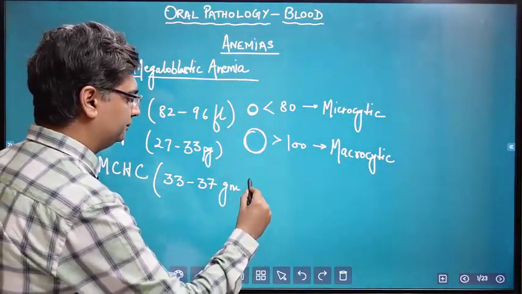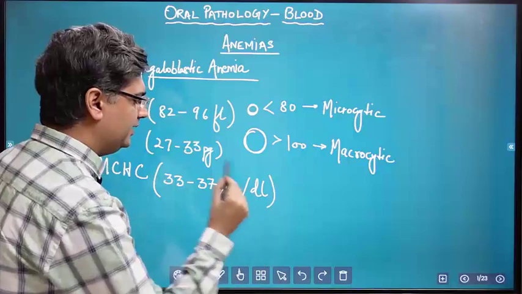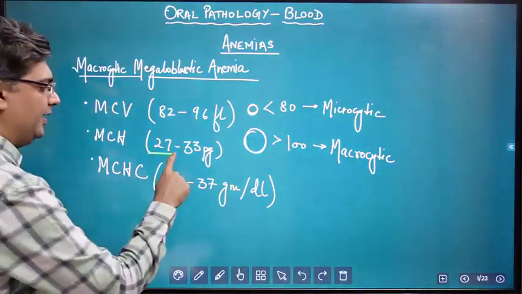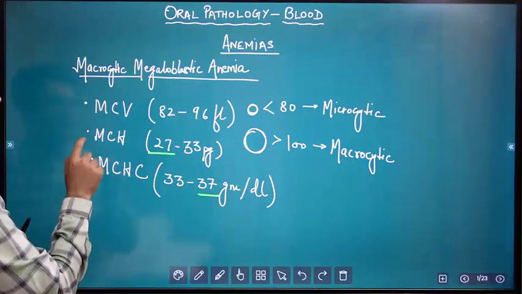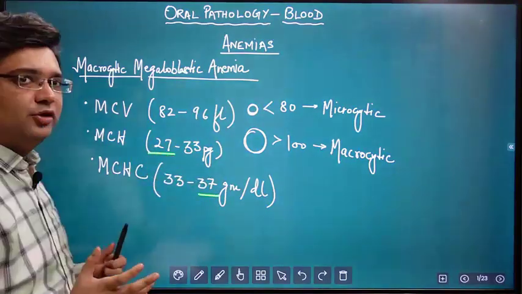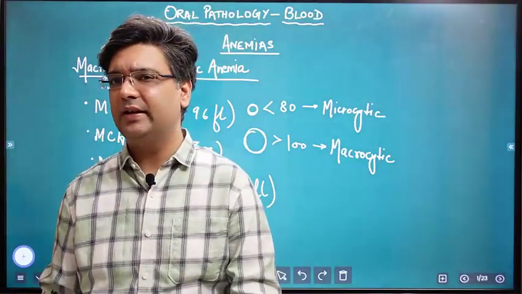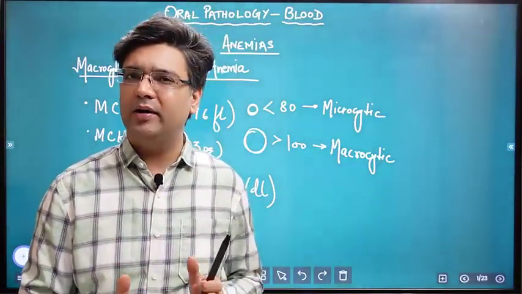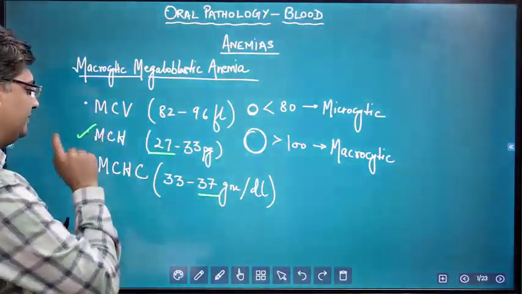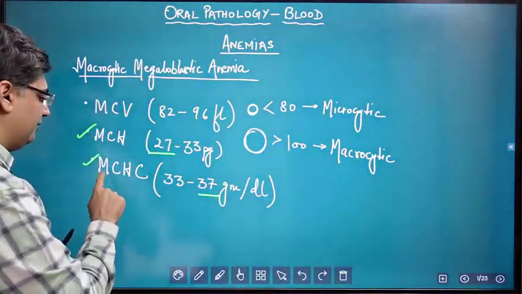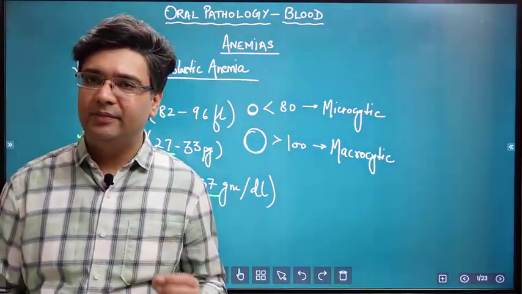So how do we remember these? Just remember the digits 27 to 37, which covers both values. From 27, the middle point is roughly 33. From 27 to 33 you get the value of MCH, and 33 to 37 would be the value of MCHC.